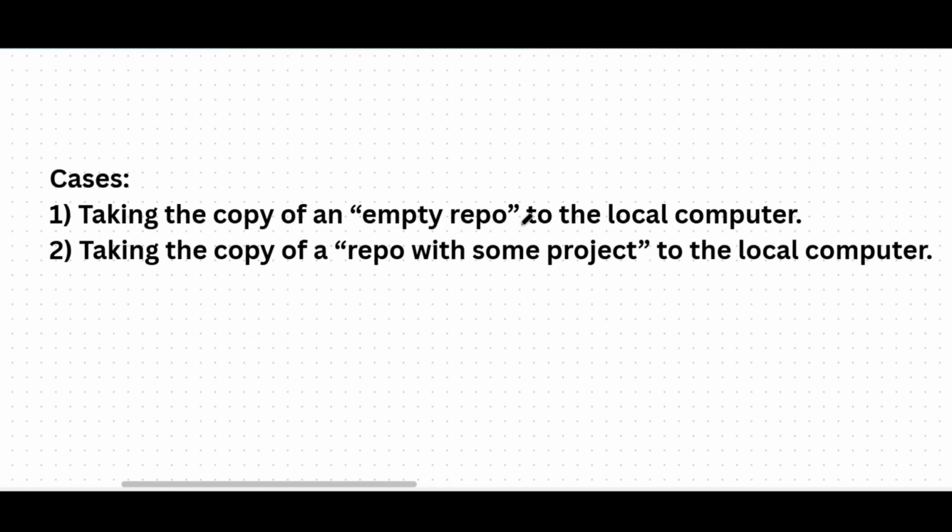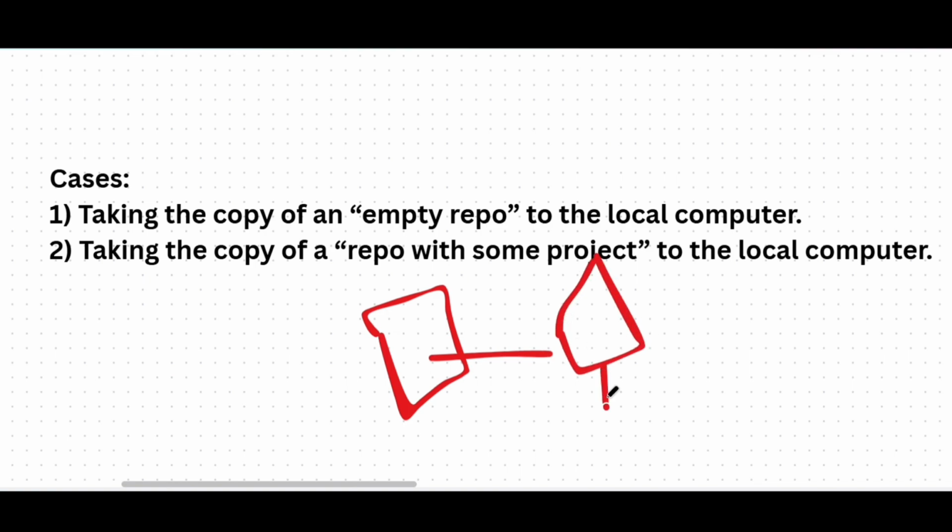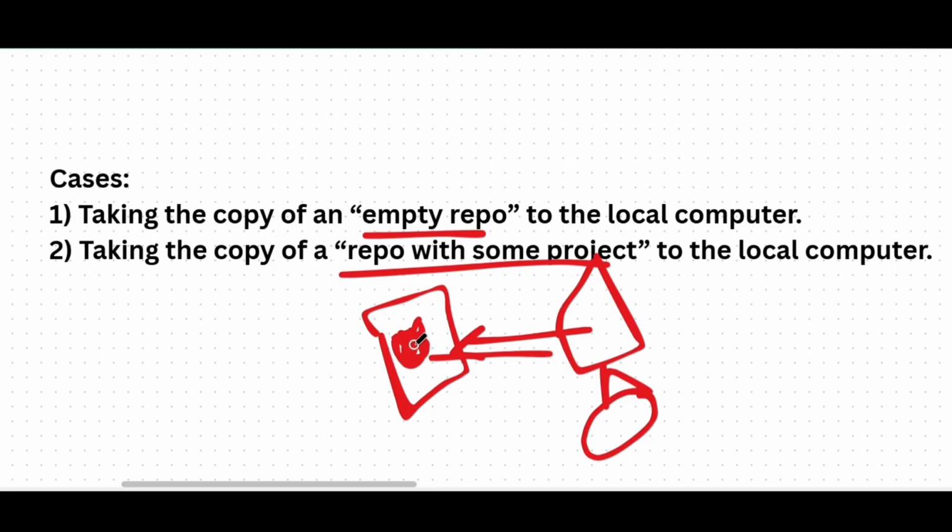Case number 1 is taking a copy of an empty repo to the local computer, and case number 2 is taking a copy of a repo with some project to the local computer. It means we create an empty repository in GitHub, take a copy of that repository to our computer, and start doing the project. That is case 1. In case 2, the repo has an already existing project, so we take a copy of that to our computer and continue working with that particular project. That is case 2.